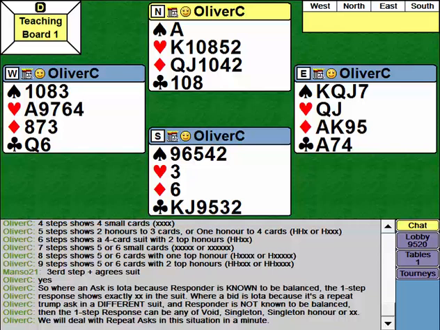So where they're not known to be balanced, and the iota is actually a repeat alpha or theta in a different suit, then the one-step response can be any of those four holdings: void, small singleton, singleton top honor, or too small. So when we look at repeat asks in a minute, you'll see the different scale that we use in those circumstances.